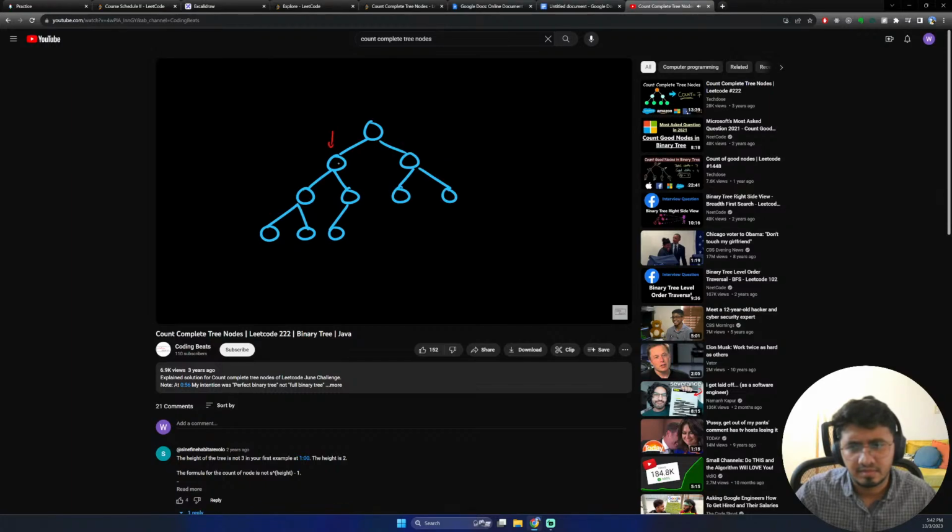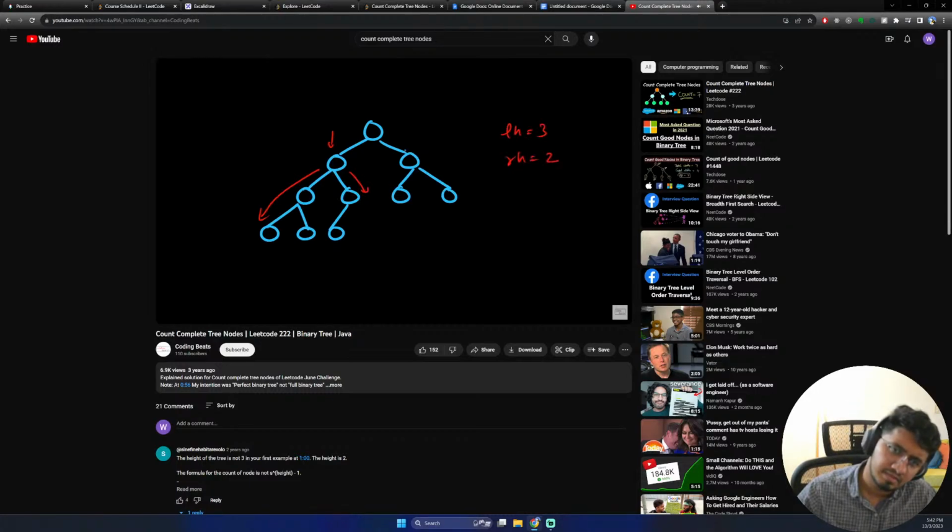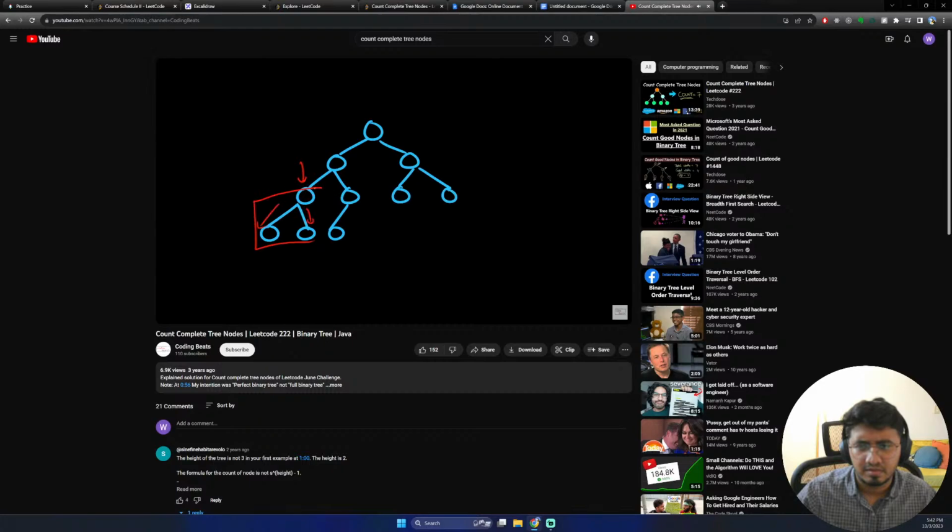Now I will come to the left child and it will again calculate left and right. My left height will be 3 and right height will be 2. Again they are not equal, so I will recurse to both the children. I will come to this child. Since left height and right height are equal, I can count the number of nodes for this subtree and it will return 3.